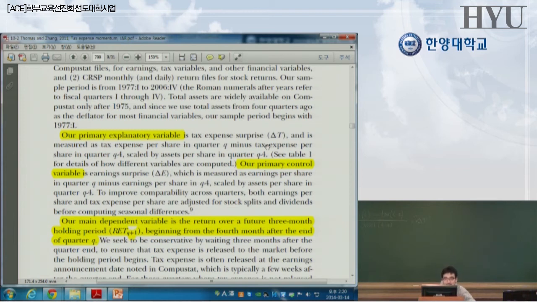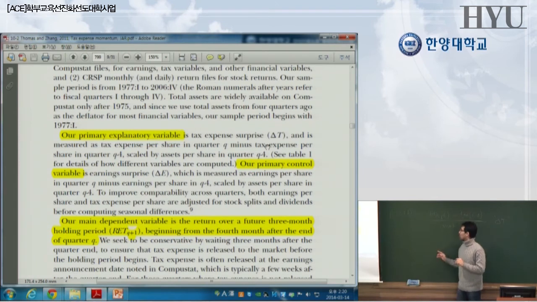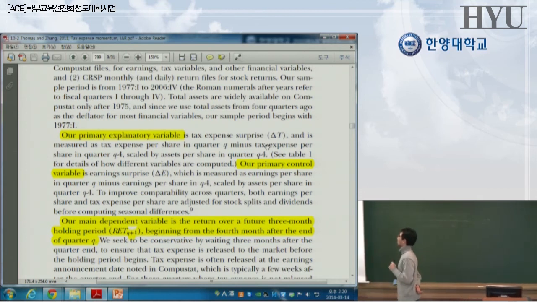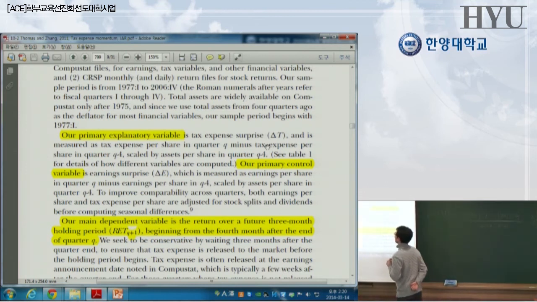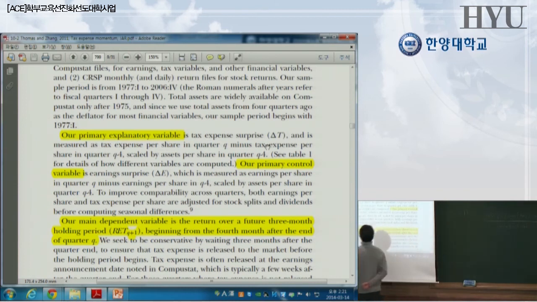And our primary control variable. There is a relationship between this and this one, but there may be other information that can affect future returns, right? They want to control for that part, and they want to see only the pure relationship between this and this. Then what kind of other information do they have to control? Well, obviously, that information should be about earnings surprise. Our primary control variable is earnings surprise, delta E, which is measured as the earnings per share in quarter Q minus earnings per share in quarter Q minus 4, scaled by assets per share in quarter Q minus 4.